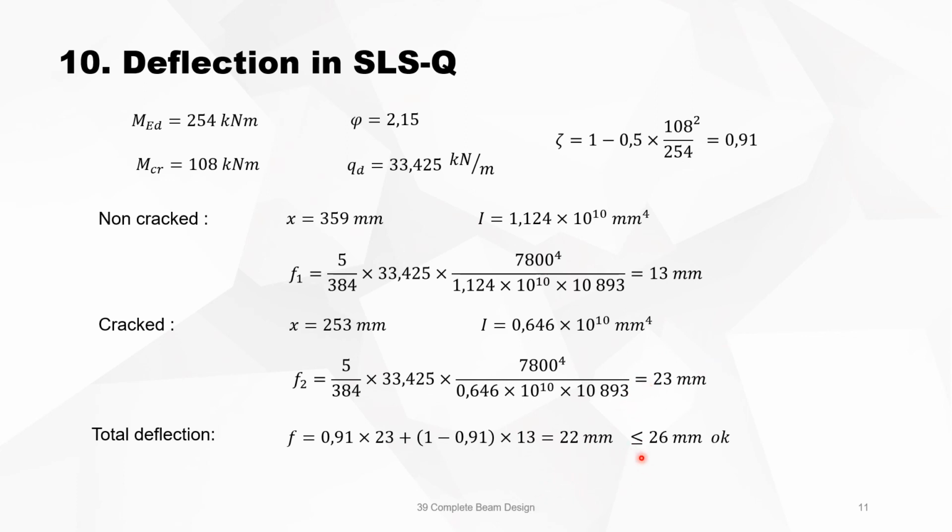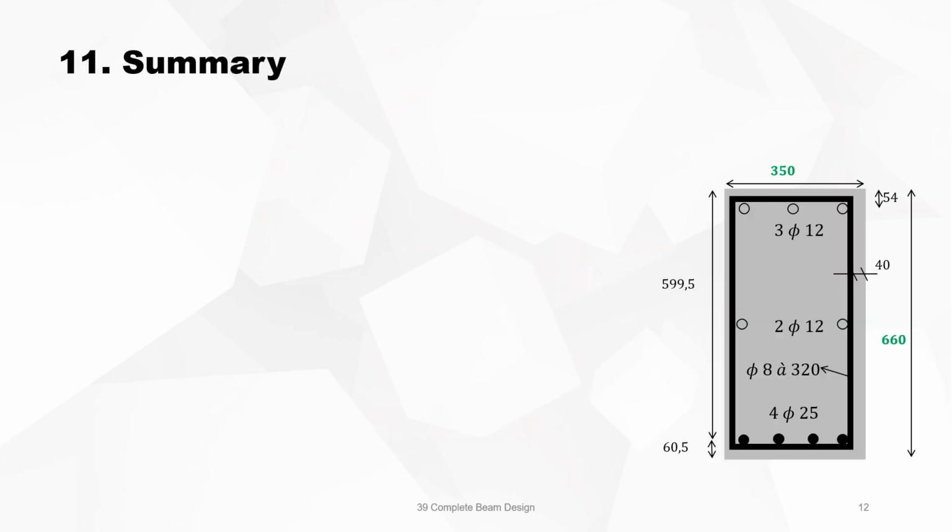And the 22 is smaller than 26, which is the span divided by 250. Or 300, sorry. Sometimes we take 250, but it is in fact 300. We can now have a summary of the results.